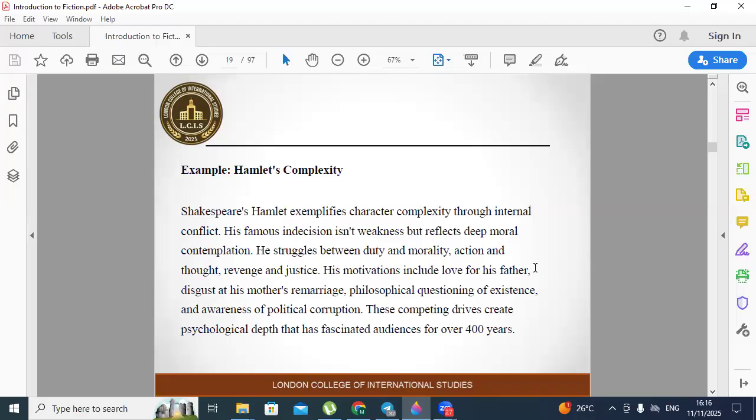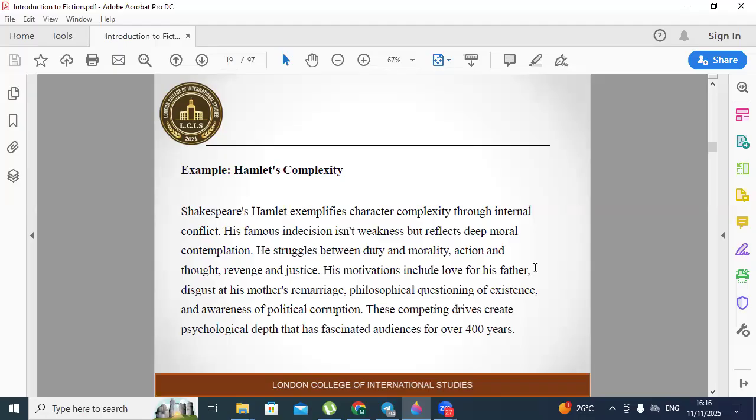Personal revenge versus cosmic justice. He's disgusted by his mother's remarriage, yet loves her. He's drawn to Ophelia, yet pushes her away. He philosophically questions existence, to be or not to be, while also being capable of violent action. These competing drives create a psychological depth that has fascinated audiences for over 400 years. Hamlet isn't one thing. He's multiple contradictory impulses in tension. That's what makes him feel real.